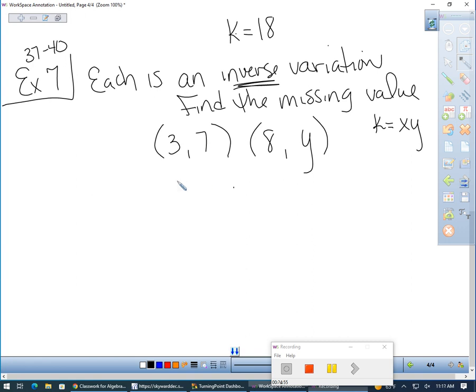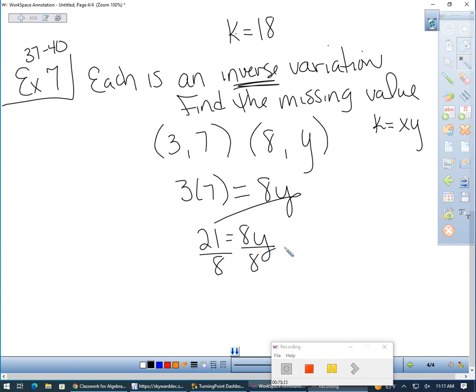So in the first one, we have 3 times 7 is equal to, and in this one we can go 8 times y. So we actually get 21 equals 8y. Divide both sides by 8, and we get that our missing number is 21 over 8. And again, I would leave it in that form. It's always better to leave it in fraction form because it's more exact. Okay? The last 12 problems or so shouldn't be a problem.